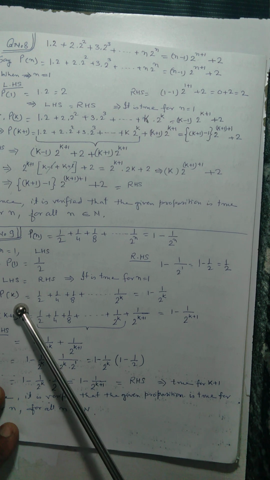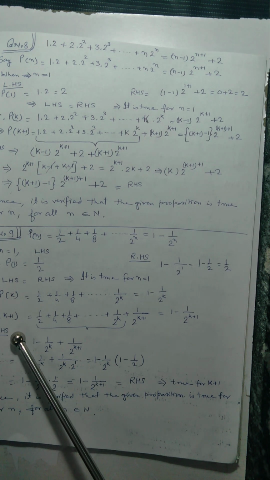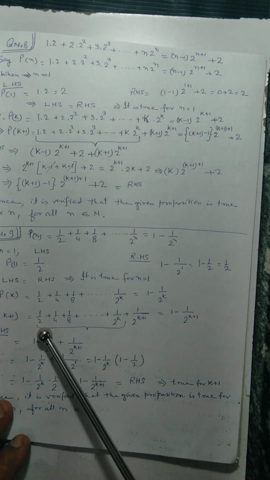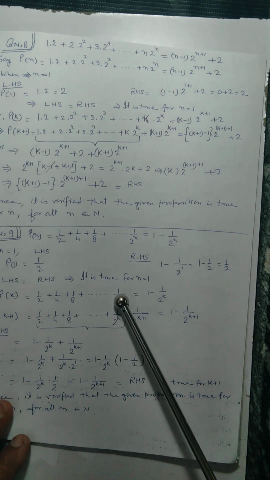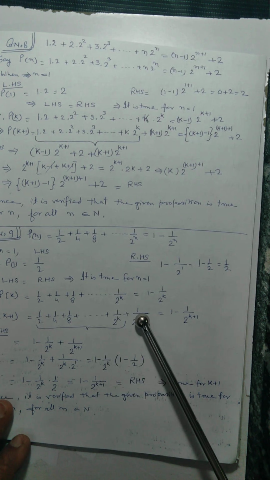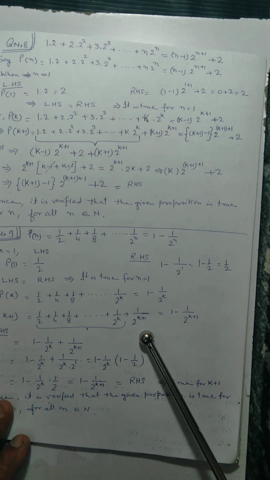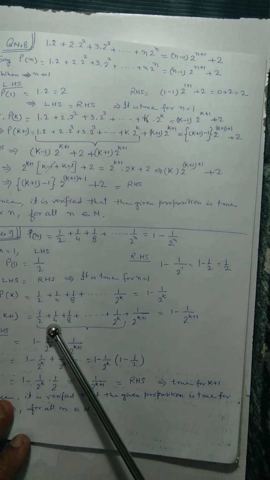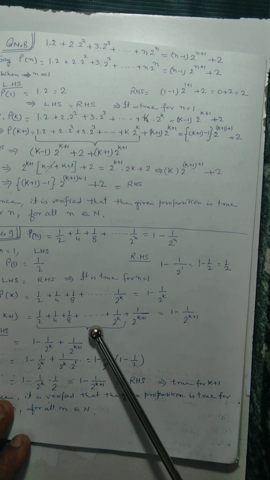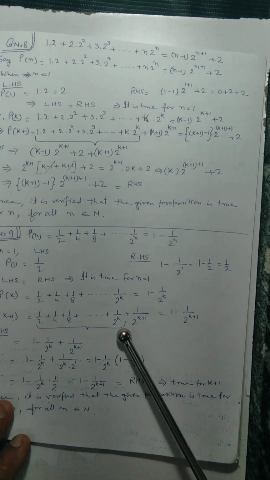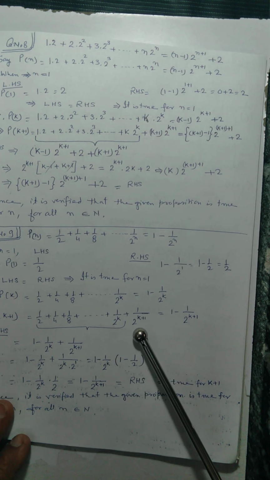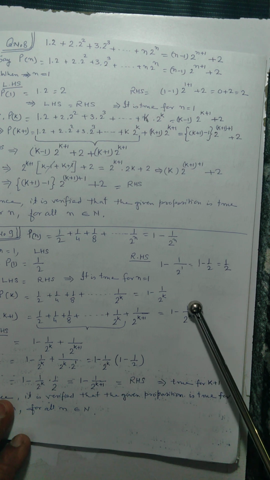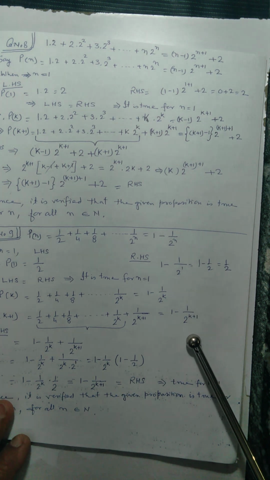Now if it is true for pk, then we just prove that it is also true for pk plus 1. So you see, हम क्या करेंगे, ये पूरा का पूरा टर्म्स लिखेंगे. In addition to this we have to write one more term, that is 1 upon 2 की पावर k plus 1. Here you see 1 upon 2 plus 1 upon 4 plus 1 upon 8 plus dash plus 1 upon 2 की पावर k plus 1 upon 2 की पावर k plus 1, and it will be equal to 1 minus 1 upon 2 की पावर k plus 1.